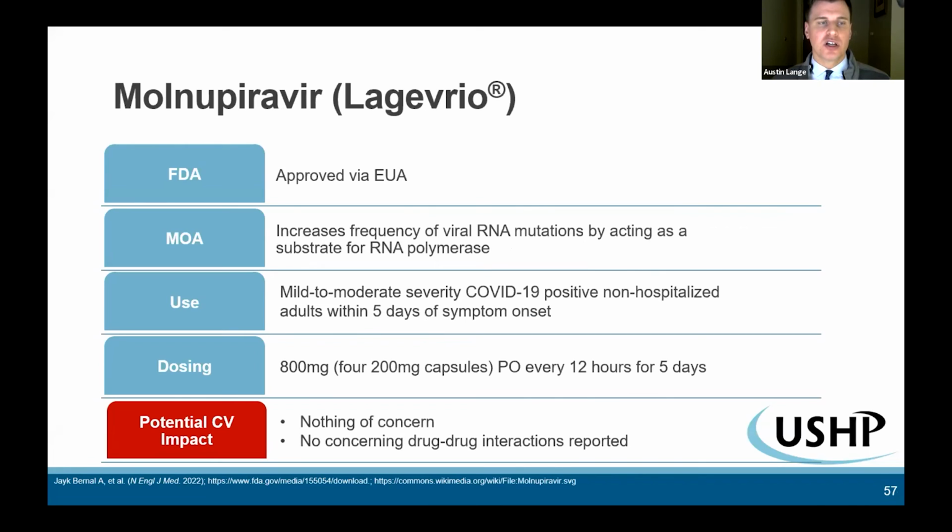Molnupiravir, or Lagevrio, is approved via an emergency use authorization. This increases the frequency of viral RNA mutations, and it acts as a substrate for the RNA polymerase. This one is used in mild to moderate severity COVID-19 in patients who are not hospitalized and within 5 days of symptom onset. This one has been talked about a little bit in the community with test to treat. So patients are going to use this as a by mouth medication. It's 4 200 milligram capsules every 12 hours for 5 total days. And currently there's no concerning cardiovascular impacts or drug interactions to be concerned with at this time.